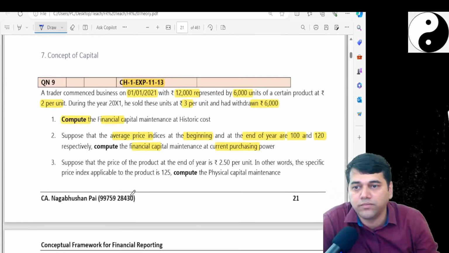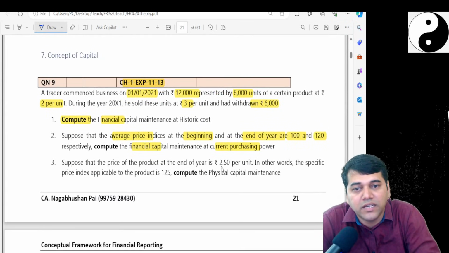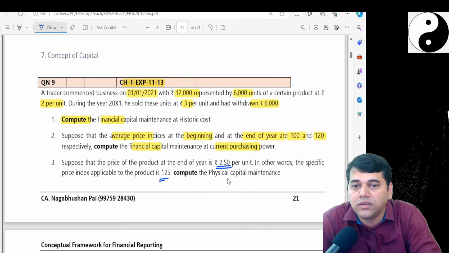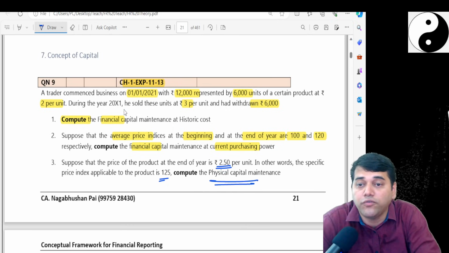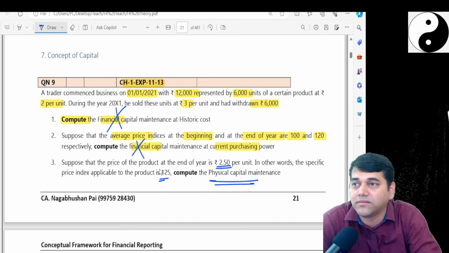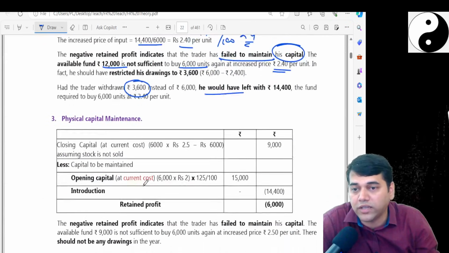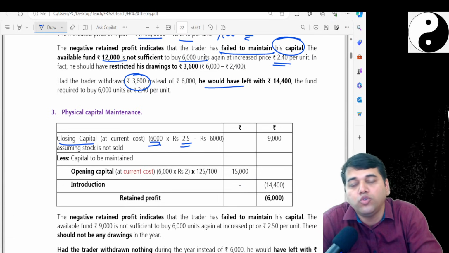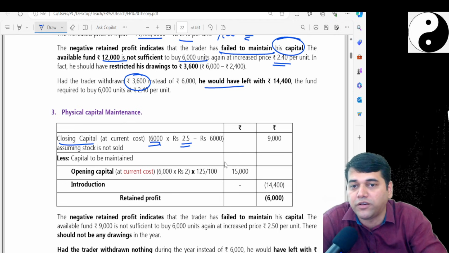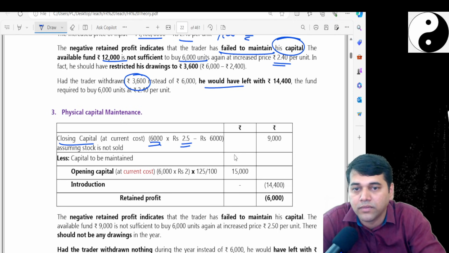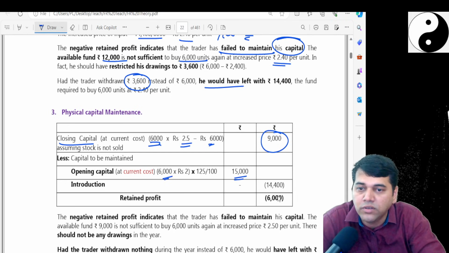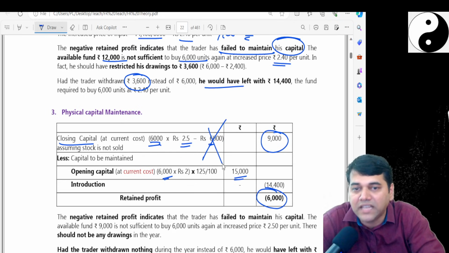The third scenario: suppose the price of the product at the end of the year is 2.5 per unit. In other words, the price index is 125. What is physical capital maintenance? Now this time, no financial. How would you have seen the physical capital maintenance? Closing capital is 6,000 into 2.5, because you can sell at 2.5 now. You have not yet sold that. Minus 6,000, you have already withdrawn 9,000, and your current cost will be 6,000 into 2 into the restated value. That means your retained profit is 6,000.